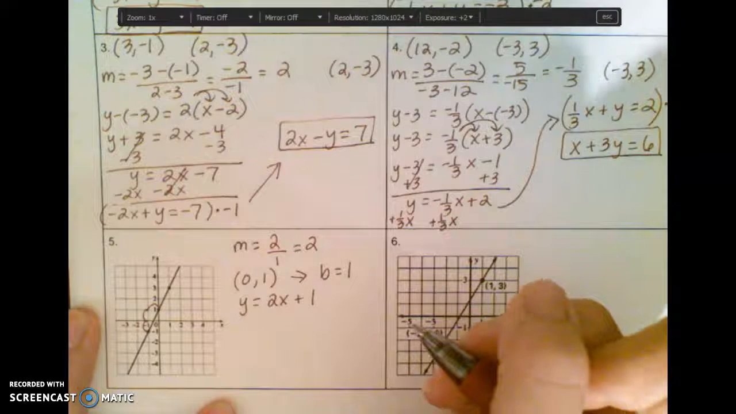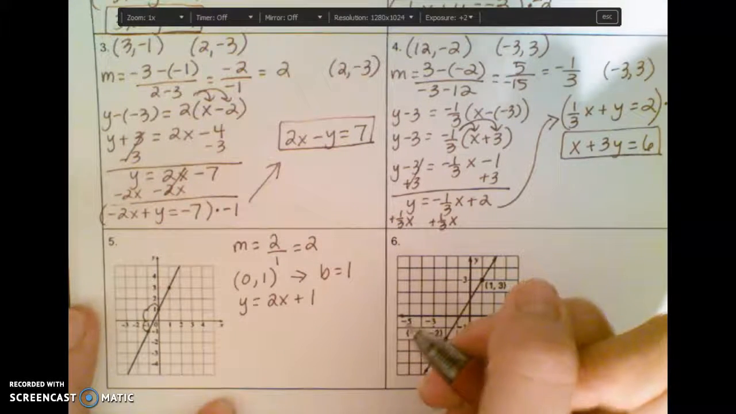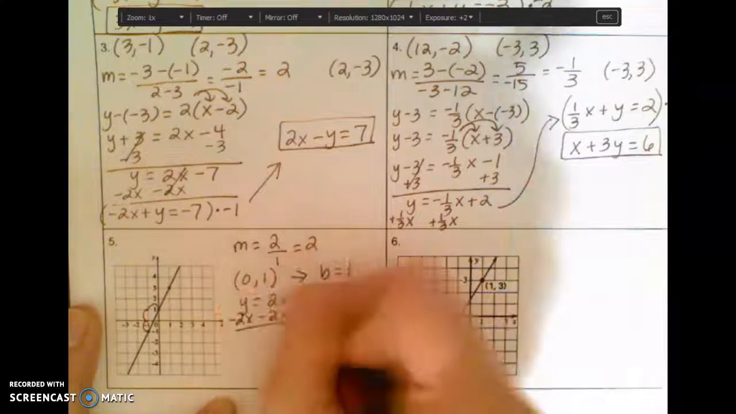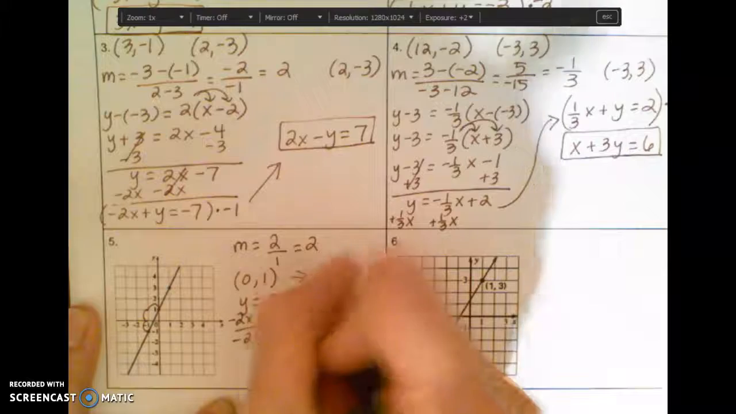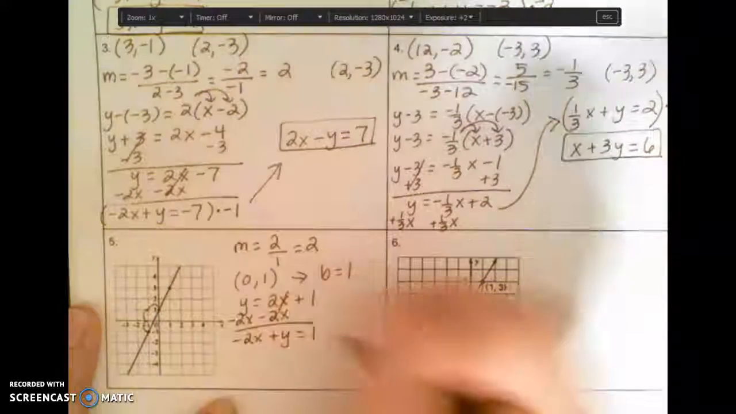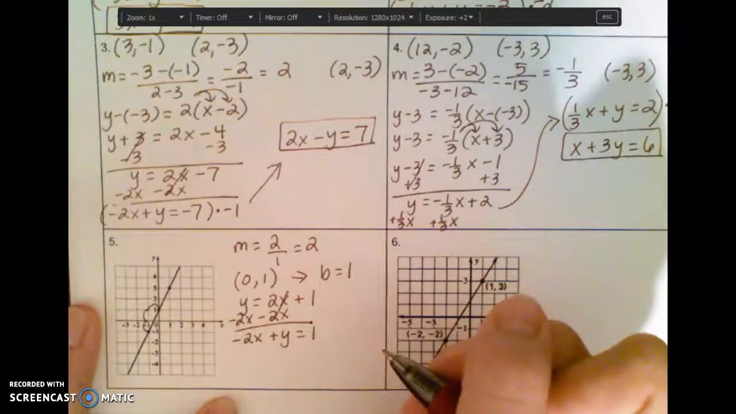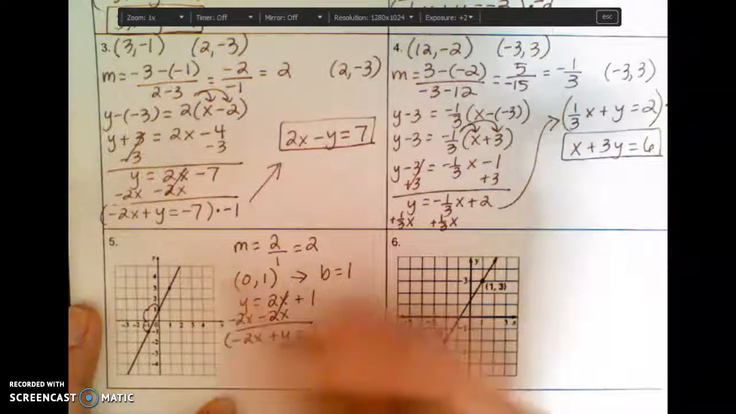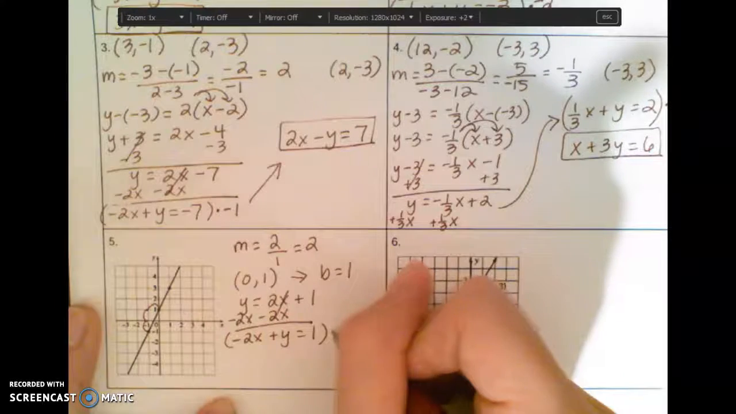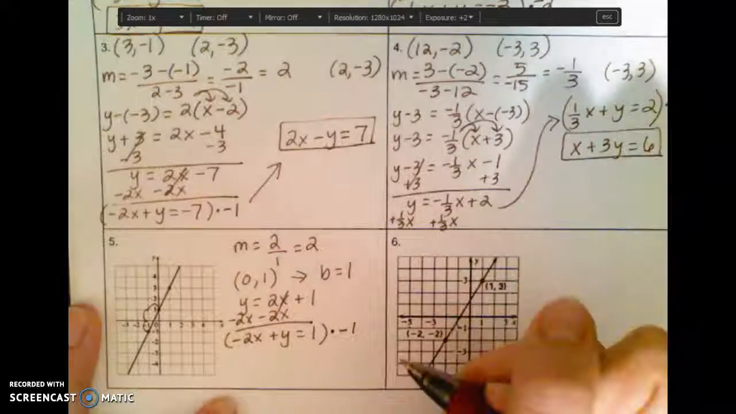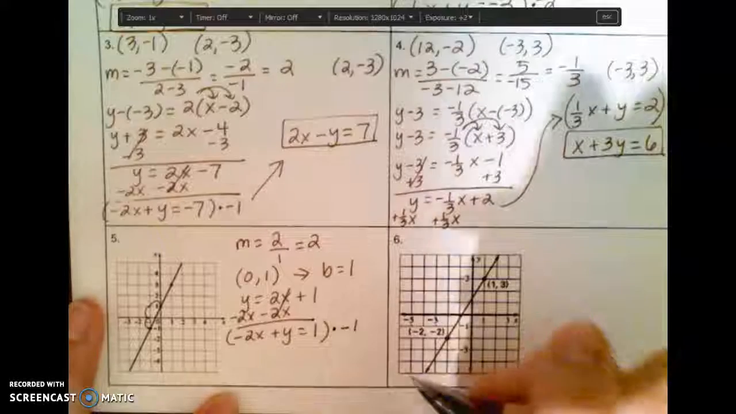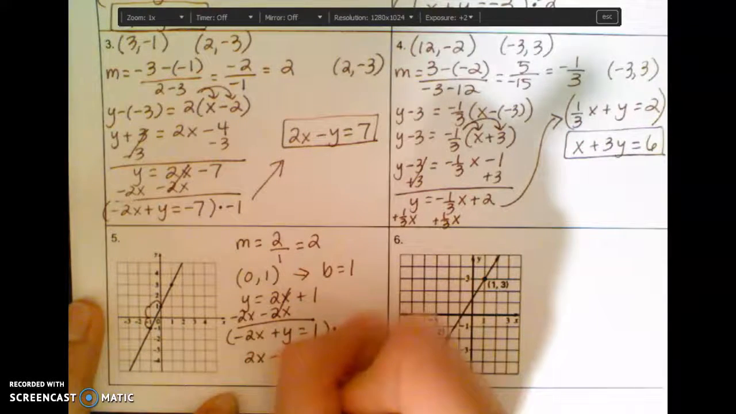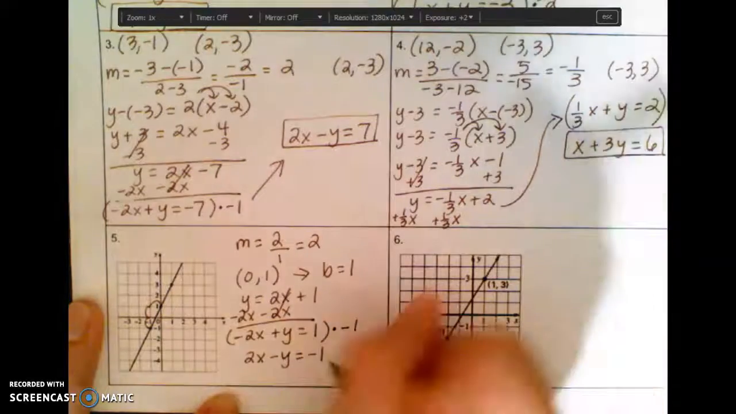And now we can take this to standard form. So to take it to standard form, first thing to do is get the x and the y together. So that's going to give me negative 2x plus y equals 1. But there's something wrong with this. There is a negative 2x. I need that to be positive. So to make it positive, I have 2 options: multiply by -1, or divide by -1. So when I multiply everything by -1, that gives me 2x minus y equals -1.